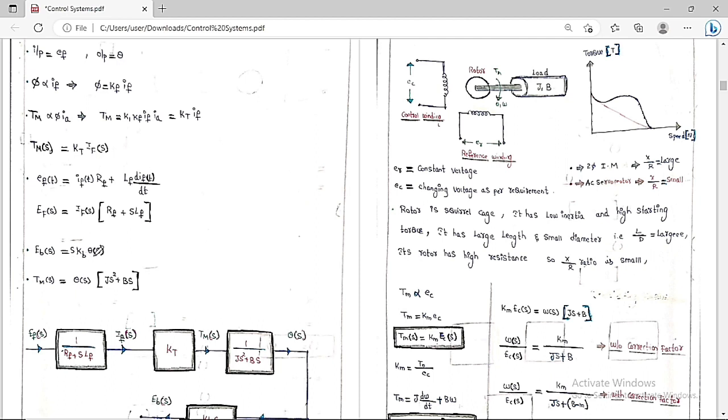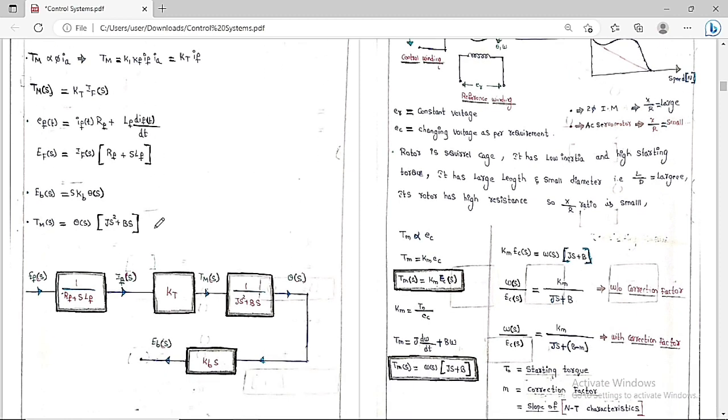Then you know Tm of s also. Tm is nothing but J into d square theta by dt square plus B into d theta by dt, as you have just seen. If you apply the Laplace domain, we get Tm of s is equal to theta of s into (J s square plus B s). So now you know all these equations, and with their help we are going to draw the block diagram.